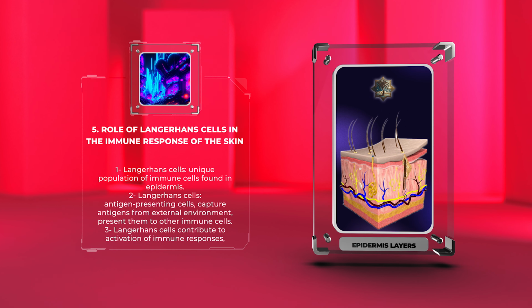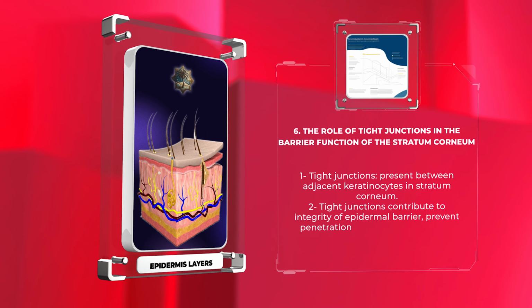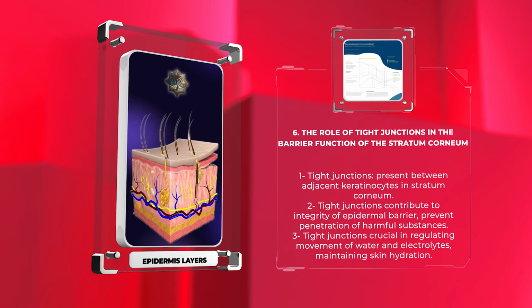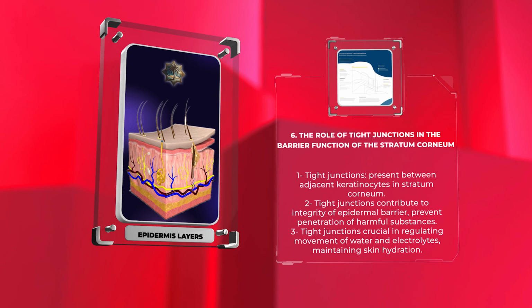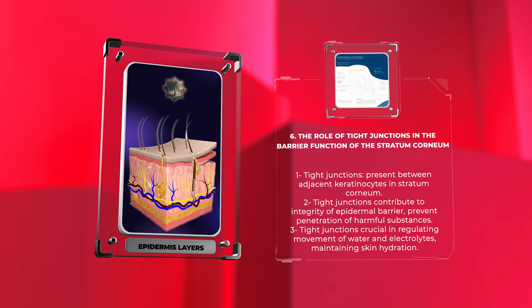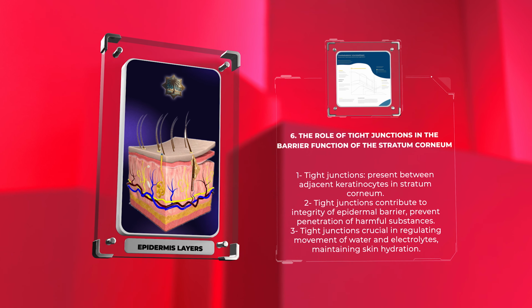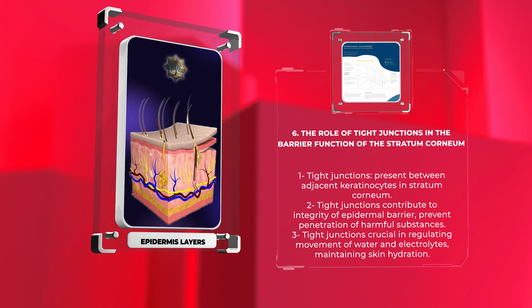pathogens and allergens. Tight junctions, specialized protein complexes, are present between adjacent keratinocytes and the stratum corneum. These tight junctions contribute to the integrity of the epidermal barrier by preventing the penetration of harmful substances, such as toxins and pathogens. They also play a crucial role in regulating the movement of water and electrolytes, maintaining skin hydration.